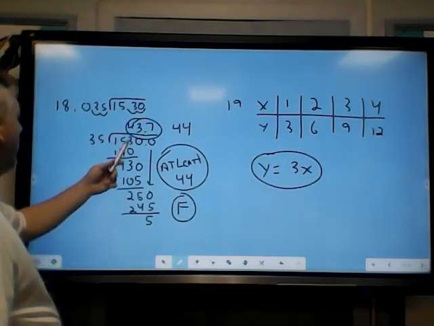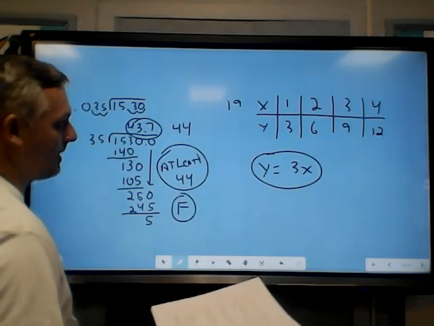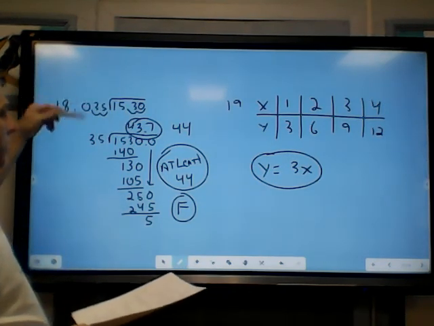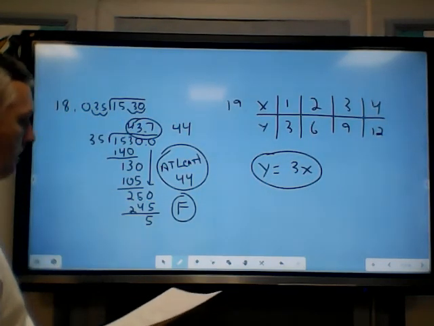So if I divide this out, I get 43.7. You can't sell 0.7 of a cookie. So to make a profit, if you round down to 43, you're not making a profit because you're going to be a little short. So you got to round it up. You got to sell at least 44 cookies to make a profit, which is F.